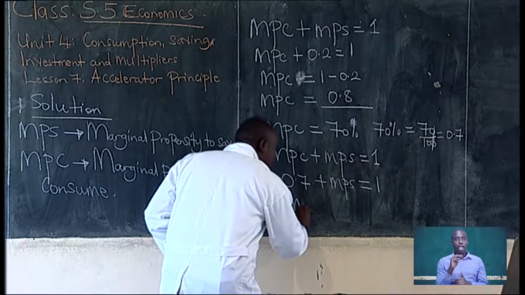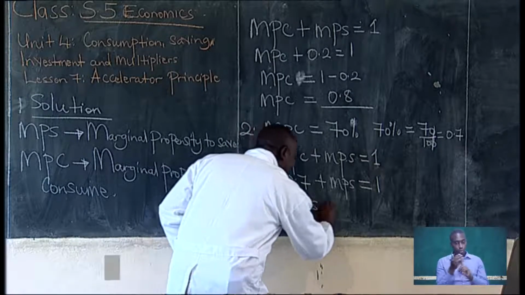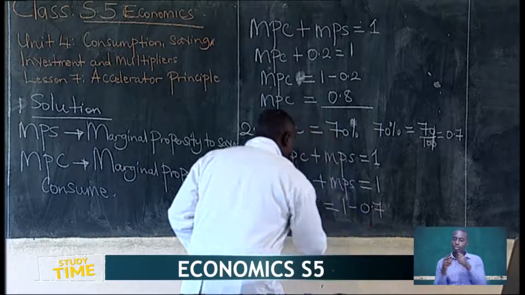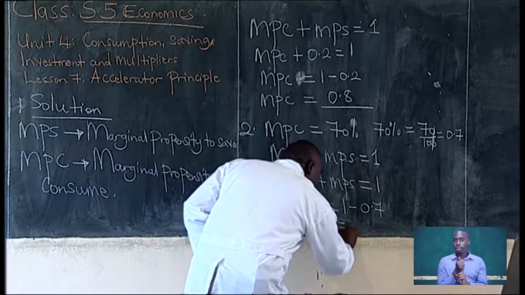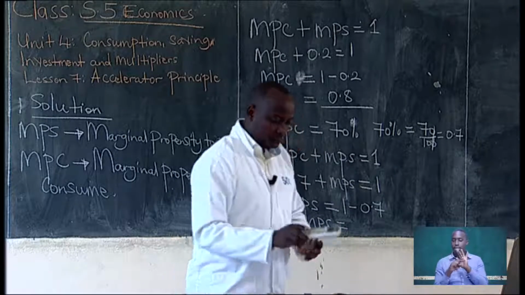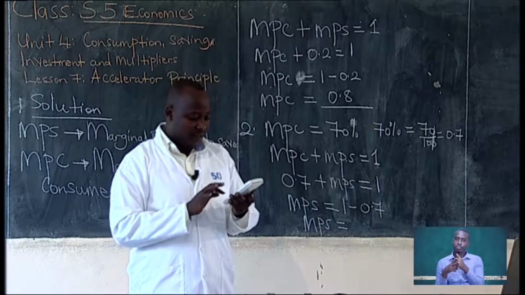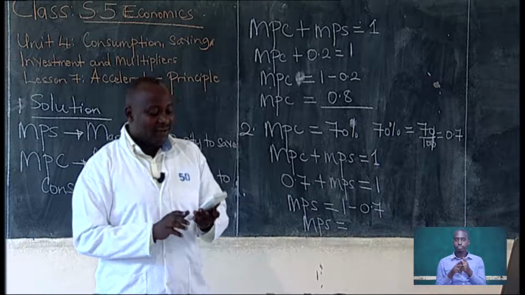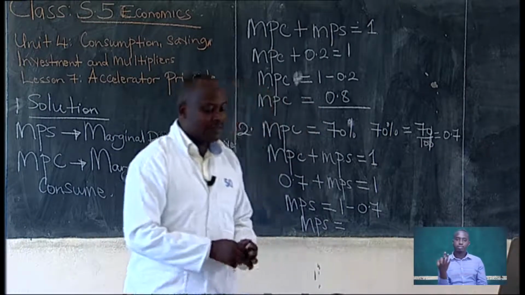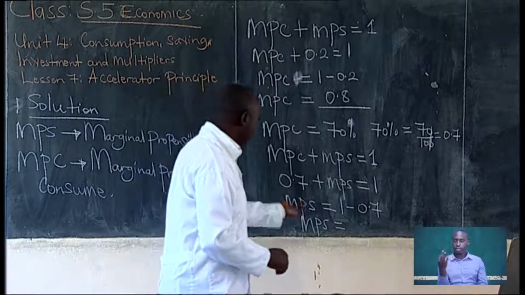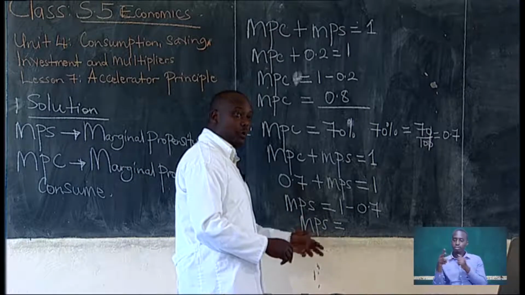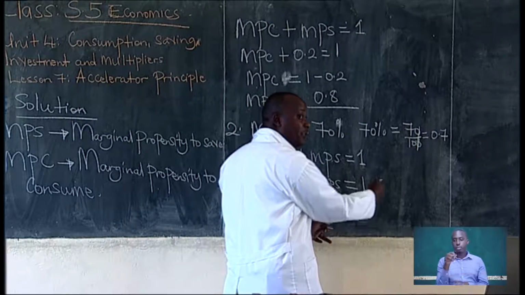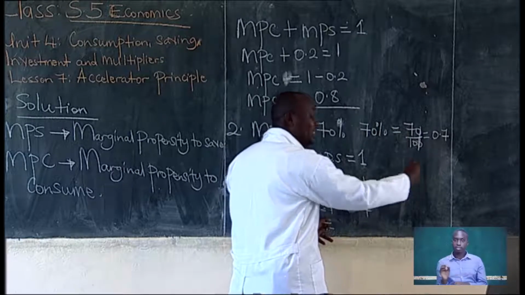Now, to get marginal propensity to save, it is equal to 1 minus 0.7. And if you get 1 minus 0.7, it will give us 0.3. Now, our marginal propensity to save is 0.3, and when you express it in percentage, it will be 30%.